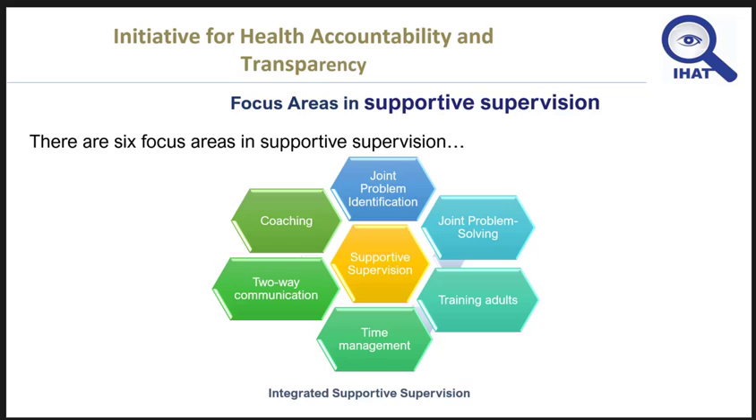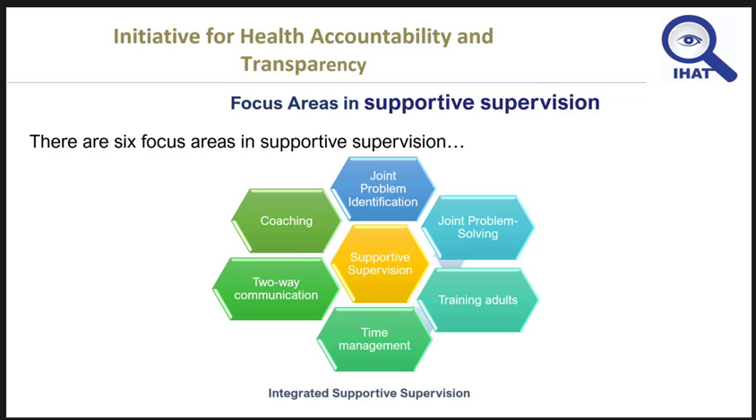The third focus area is the training adults area. Here you're talking about on-the-job trainings and giving job aids and guidance during supervision. Another area of focus is time management, where timetables and schedules are being organized in an orderly manner so that services and work can be done cooperatively in an organized manner.